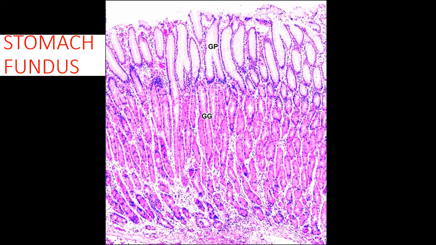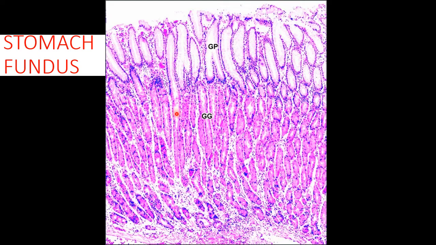Next, we are moving to the stomach fundus. How to identify the stomach fundus is, we can identify that the mucosal lining is simple columnar epithelia. This is a simple columnar epithelia. And we can identify shallow gastric pits. And the lamina propria, this is entire the lamina propria. It is filled with straight tubular glands and parietal and chief cells.